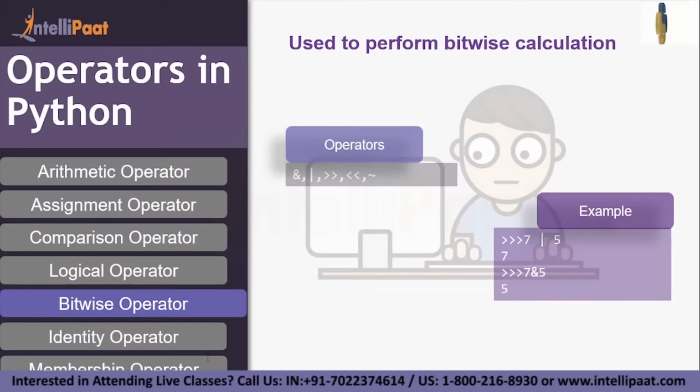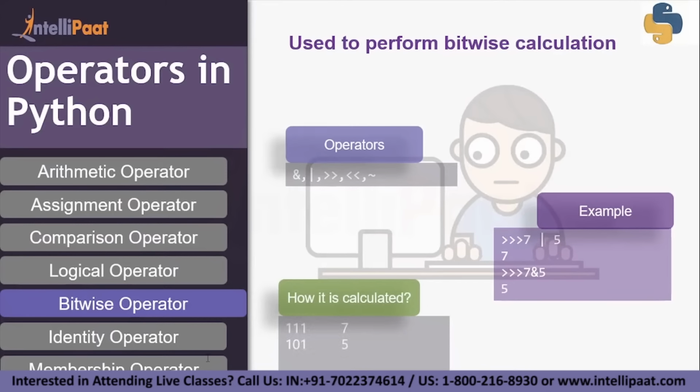So we have 7 or 5, the output is 7. 7 and 5, the output is 5. So how do you think we are getting this output? Let's see the calculation. If you convert 7 into its binary form, it's 111. And if you convert 5 into its binary form, it's 101. Now if you are performing OR, basically you are performing a binary addition on it. And if you are performing an AND, you are performing a binary multiplication on it.